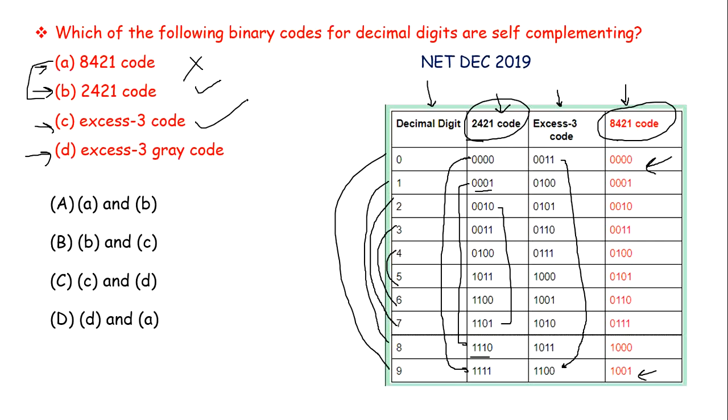Last is XS3 gray code. XS3 and gray code are different coding schemes, so it is not appropriate. So only B and C are self-complementing codes. A and D are not self-complementing codes. If you see, option A is A and B, no, because 8421 is not self-complementing. Second is B and C, that is 2421 and XS3 code. This is our right answer.